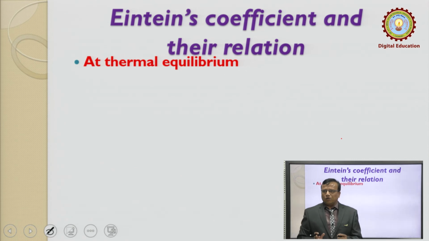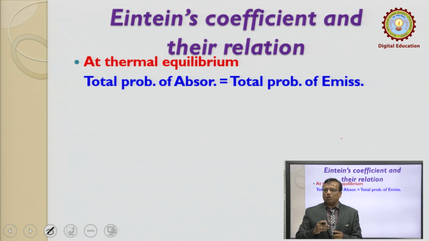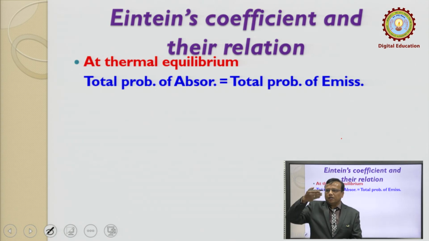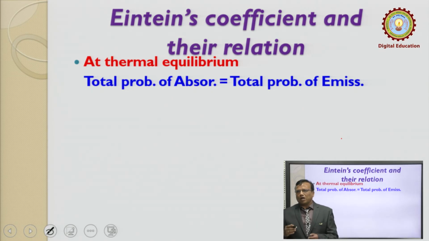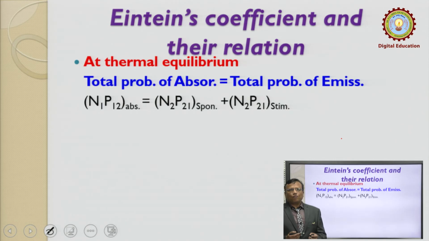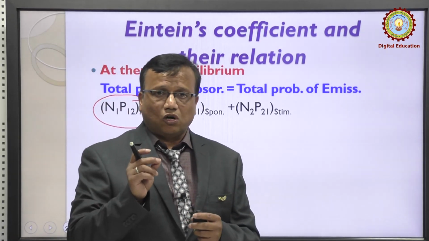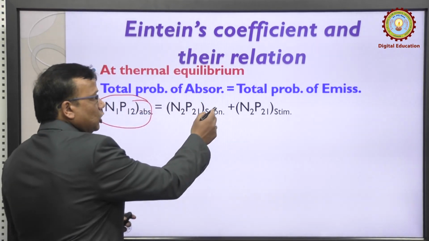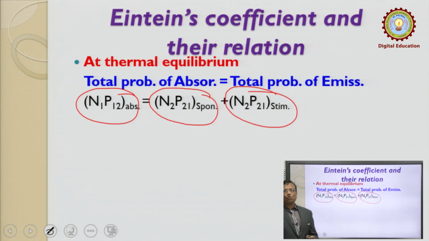So, at thermal equilibrium, the total probability of absorption is equal to the total probability of emission, meaning that as many atoms go from the lower level to the upper level by absorption, that many atoms come down from the excited state to the lower state by emission. So the total probability of absorption is always equal to the total probability of emission. The total probability of absorption is N1 P12 absorption, and the total probability of emission consists of two processes, that is spontaneous emission probability and stimulated emission probability. So it is the combination of these two probabilities.